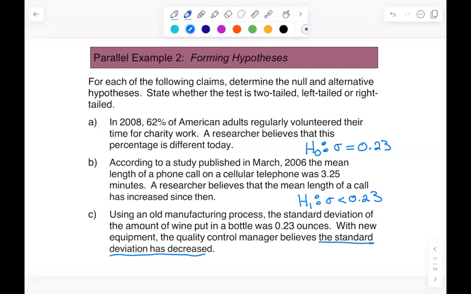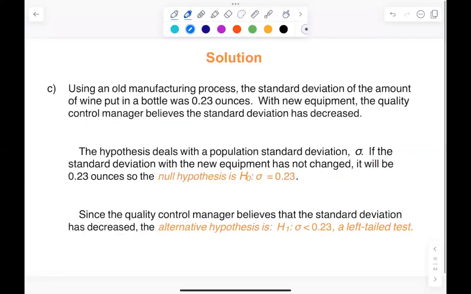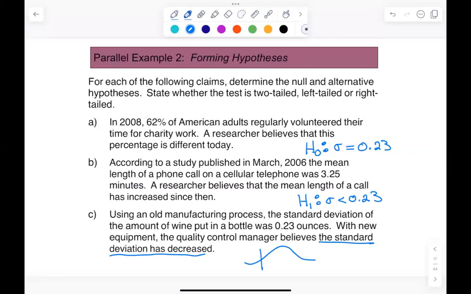So if I was to draw my little diagram, it is a right-tailed test. Left-tailed test, sorry, I just lied to you. It is a left-tailed test because we're checking down here on the left. If my sample information lands me down here, then this would be evidence against the null hypothesis. So this is a left-tailed test.